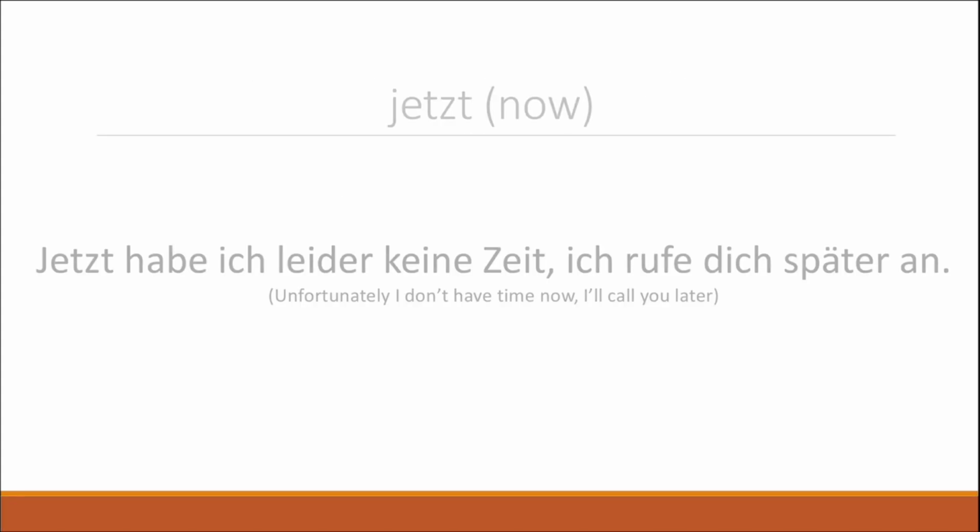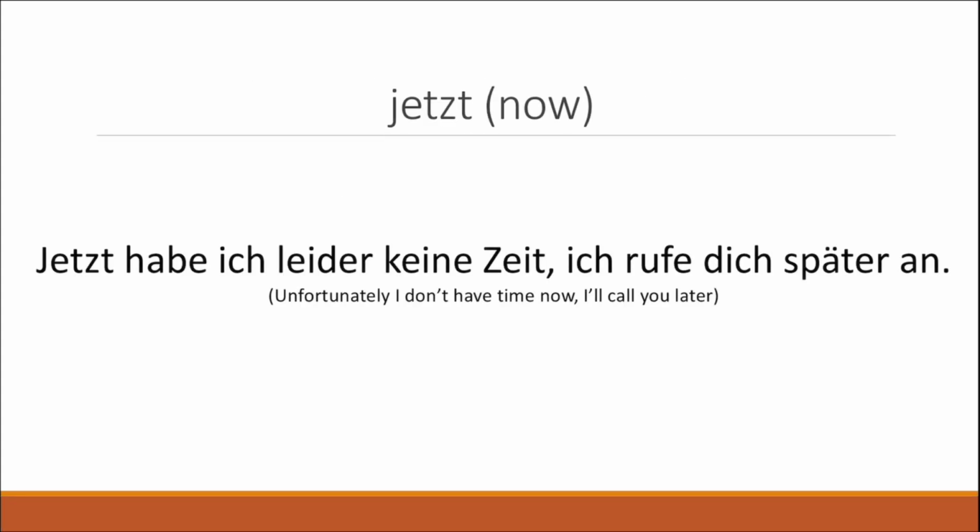Now the first time expression we're going to talk about is jetzt, which means now. Right down below you can see an example. Jetzt habe ich leider keine Zeit, ich rufe dich später an, which means unfortunately I don't have time now, I'll call you later. And here you can see how we're using jetzt right at the beginning of the sentence in order to indicate the time we're talking about. He's saying that he's not having time exactly right now, and because of that, we're saying jetzt.